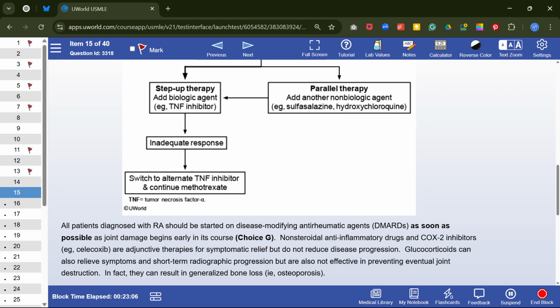NSAIDs and COX-2 inhibitors, celecoxib, are adjunctive therapies for symptomatic relief but do not reduce the disease progression. Glucocorticoids can relieve symptoms and short-term radiographic progression but are also not effective in preventing eventual joint destruction.